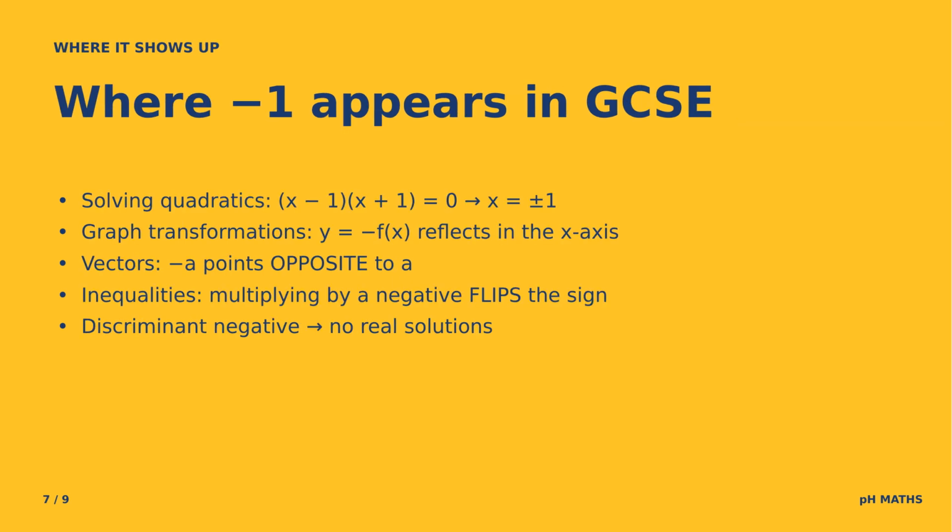Where -1 shows up in your exam. Solving quadratics: x minus 1 times x plus 1 equals 0 gives x equals plus or minus 1. Graph transformations: y equals minus f of x reflects in the x-axis. Vectors: minus a points opposite to a. Inequalities: multiplying both sides by a negative flips the inequality sign. And the discriminant of a quadratic being negative means there are no real solutions.